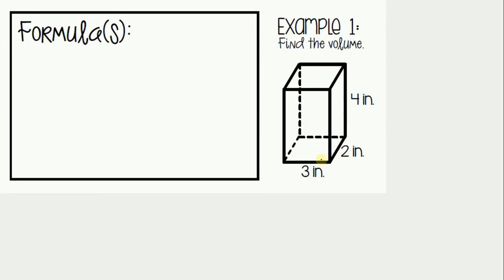Formulas for today. We're going to be actually using pretty much only one formula, and that is volume equals the area of the base times the height. B is the area of your base. Depending on what shape that is, it could be a rectangular prism, again, a trapezoidal prism, any of that. So you are going to need to remember your area formulas. And then H is, of course, the height of the prism.